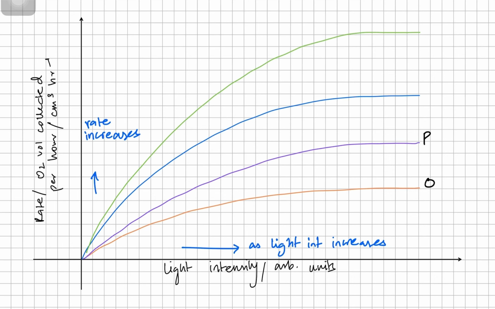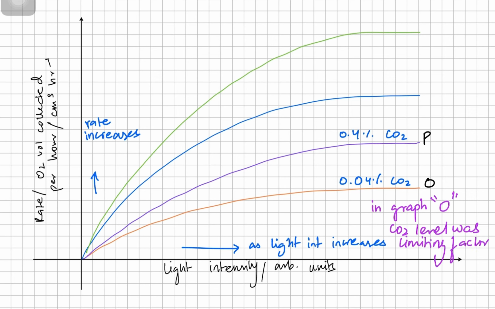When we compare orange and purple, orange has to have low carbon dioxide levels compared to P, because that is why P has a higher overall photosynthetic rate. In graph O, carbon dioxide levels were the limiting factor. And you can see when the carbon dioxide was increased for graph P, the purple graph showed a better photosynthetic rate.